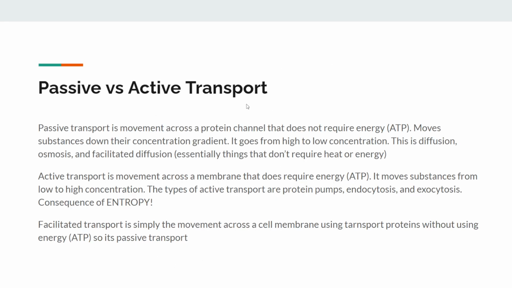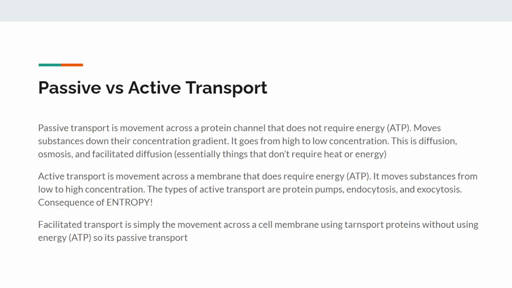Passive versus active transport. So this slide is kind of ordered weird. The active transport should go below the facilitated transport. Passive transport is movement across a protein channel that does not require ATP. So no energy is required. And this is because of diffusion from high to low concentration.